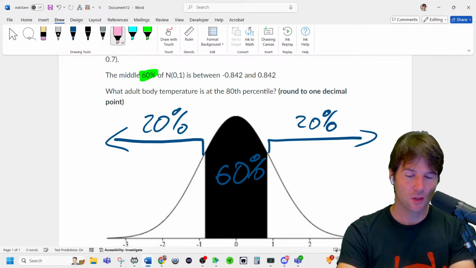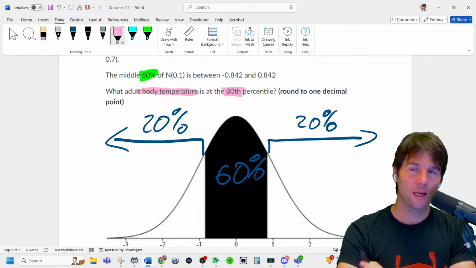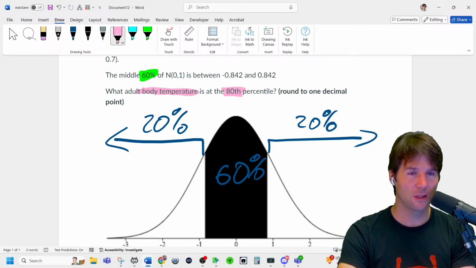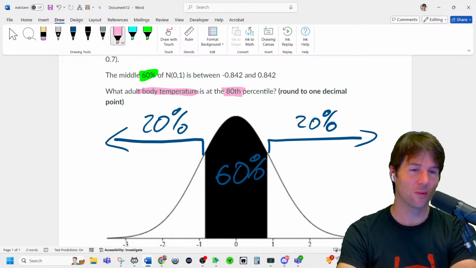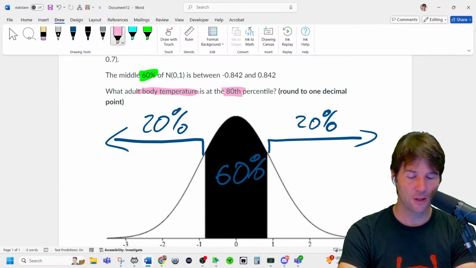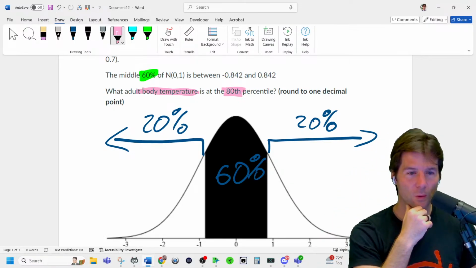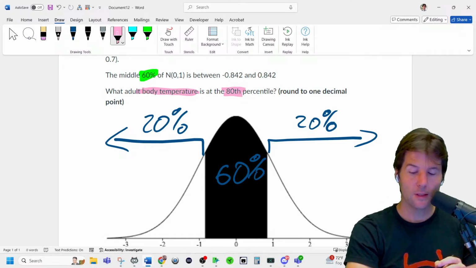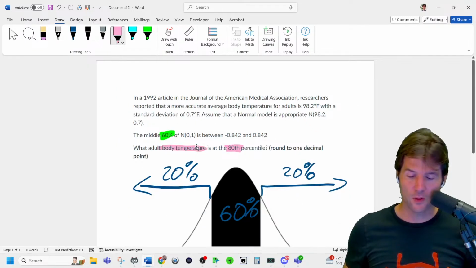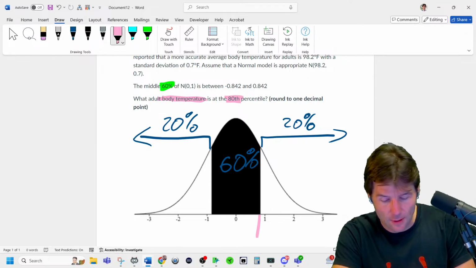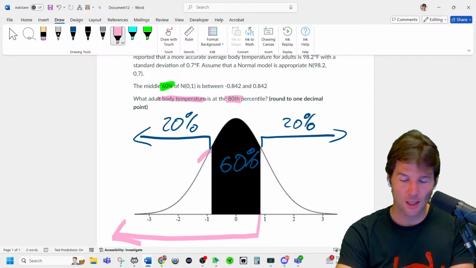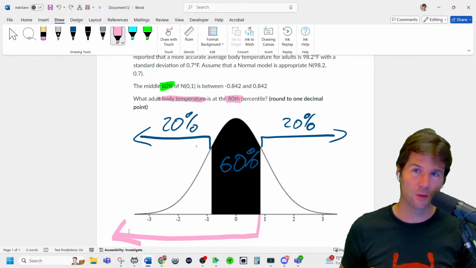Now the question asks us, what is the 80th percentile of body temperatures? Now, what's the context of it? Well, what does 80th percentile mean? 80th percentile means 80% of the data is where? Below that point. So we would say, wait a minute, the 80th percentile is going to be right here, because 80% of the data is below that point. You can see 60% plus 20% is 80%.